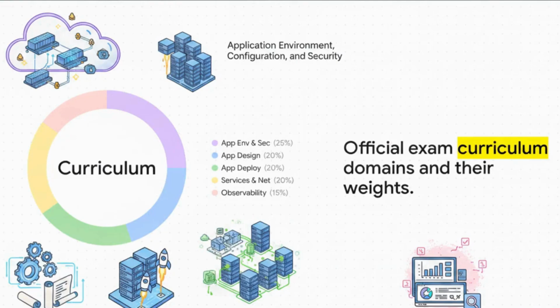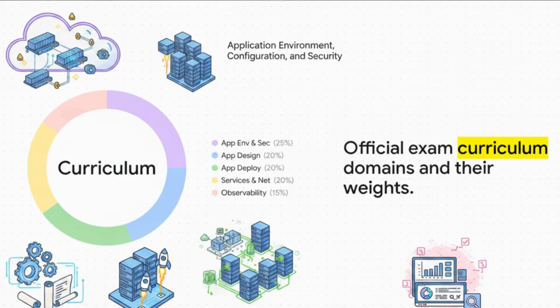Now, to conquer those tasks, you need to know exactly where to focus your training energy. And this brilliantly illustrates your battle plan. The official curriculum breaks down into 5 specific domains. A massive 25% of your score hinges on application environment, configuration, and security.